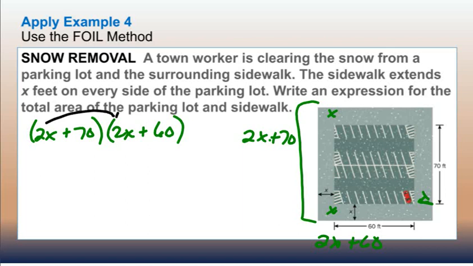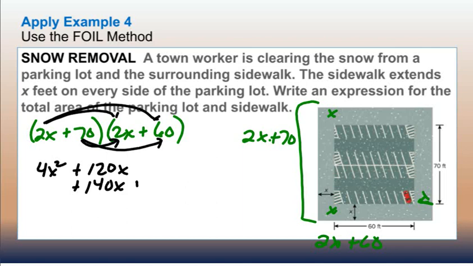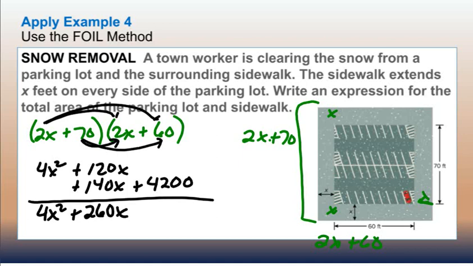And I FOIL it, and I get 4x squared plus 120x plus 140x plus 4,200. Add straight down, and I get 4x squared plus 260x plus 4,200.